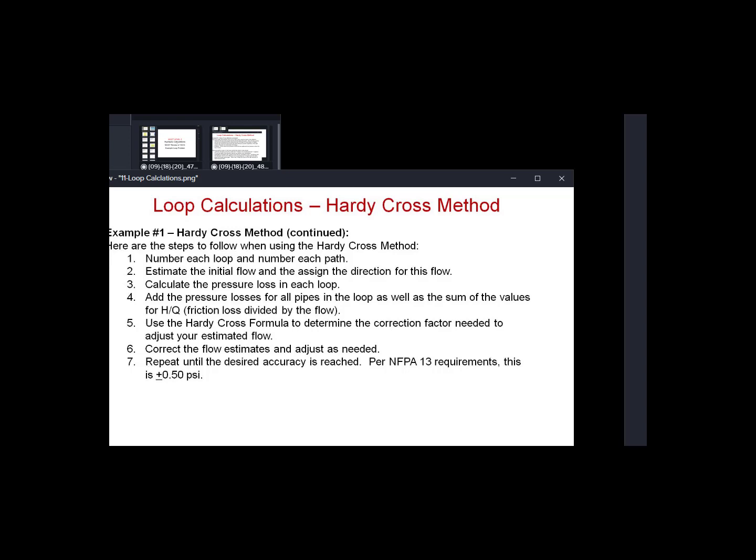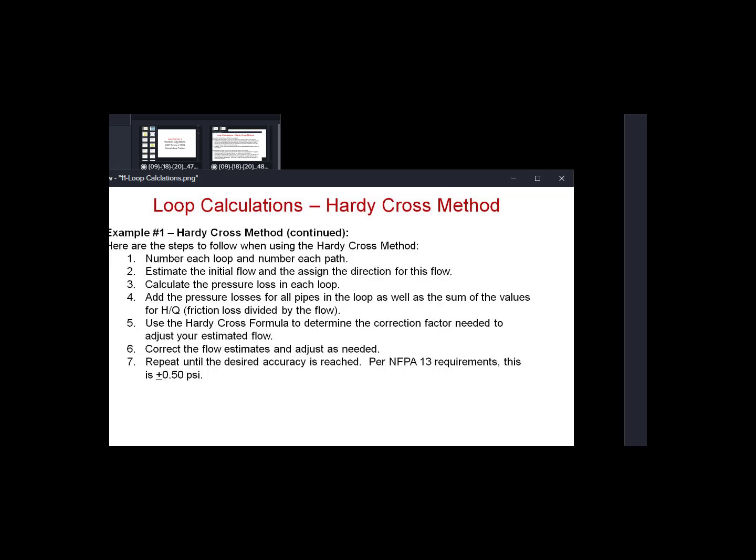3. Calculate the pressure loss in each loop. Number 4. Add the pressure losses for all pipes in the loop, as well as the sum of the values for the friction loss divided by the flow. 5. Use the Hardy Cross formula to determine the correction factor needed to adjust your estimated flow. Step 6. Correct the flow estimates and adjust as needed. 7. Repeat until the desired accuracy is reached.